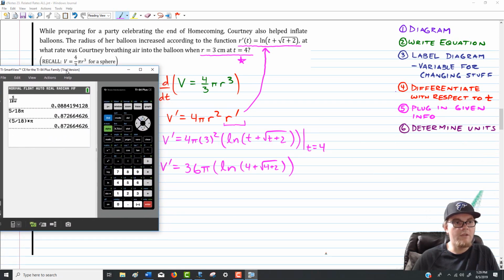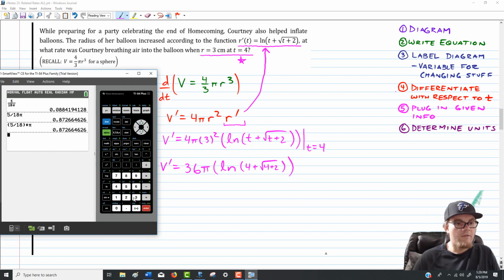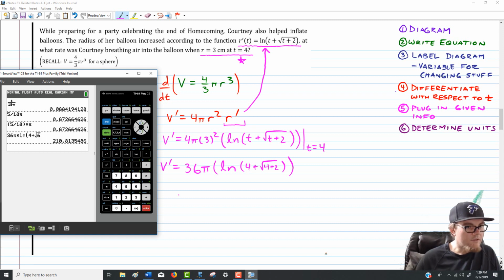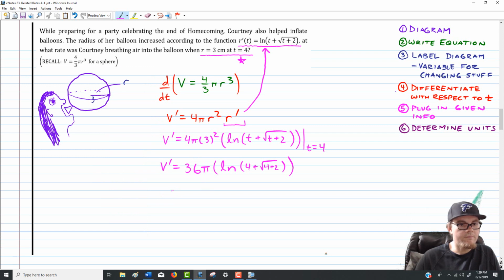So covering up the abomination I've drawn on the side of the screen, this would give us an answer of 36 pi times, it looks like, the natural log of 4 plus the square root of 6. That tells us our answer is 210.814. So our rate of change of the volume with respect to time is 210.814. So it's growing pretty big, at least not taking into account the scale. As far as units, we're talking about a rate of change of volume. So that would be centimeters cubed per time units.